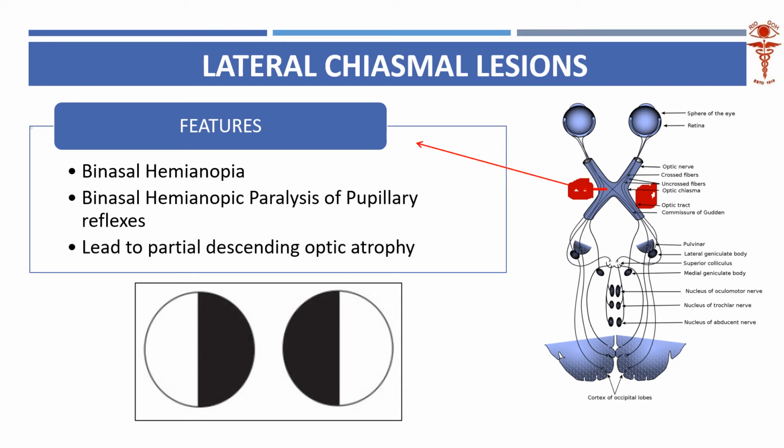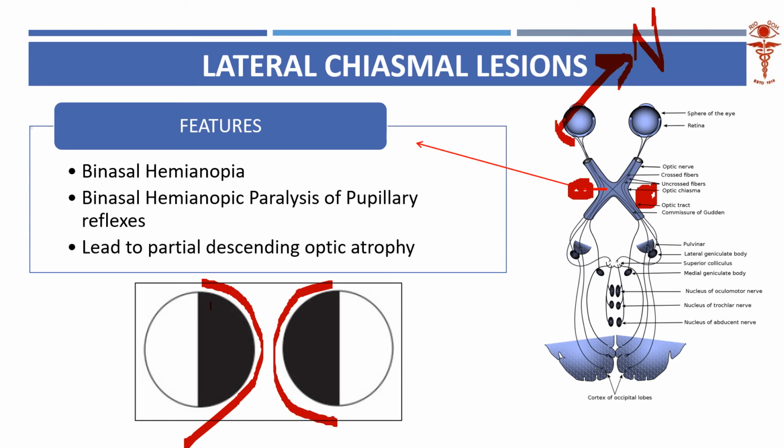What is there on either side of the chiasma? My temporal fibers. So my temporal fibers are here. What are they going to see? My temporal fiber is going to see my nasal field. So my nasal field of vision is seen by my temporal fibers. So because of this, in both eyes, my nasal field is cut off.